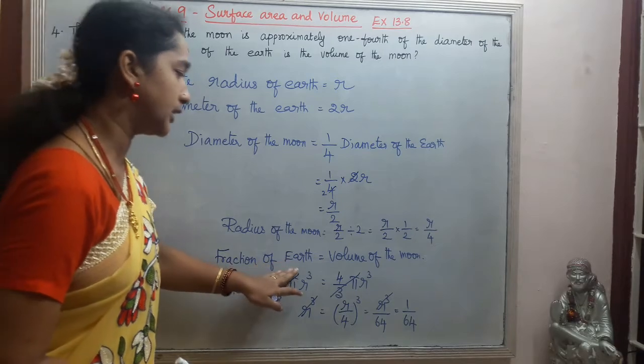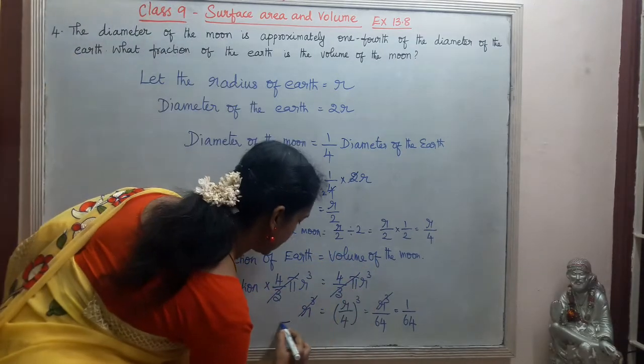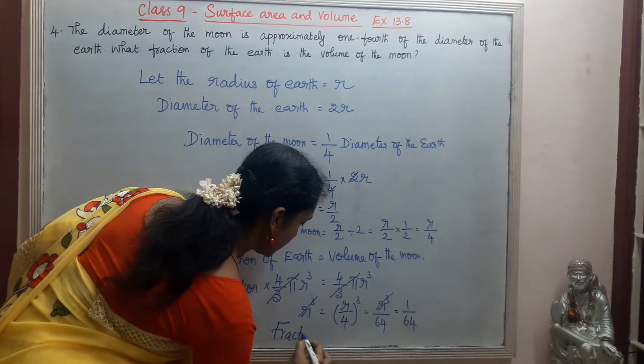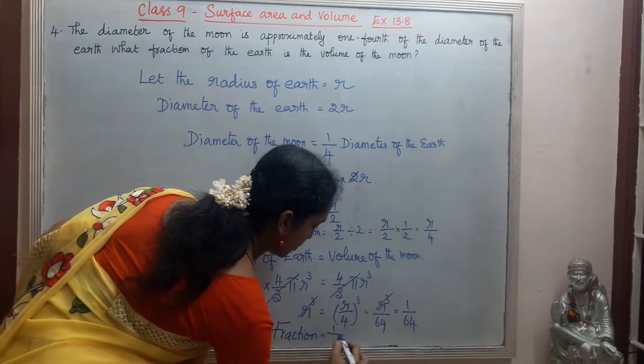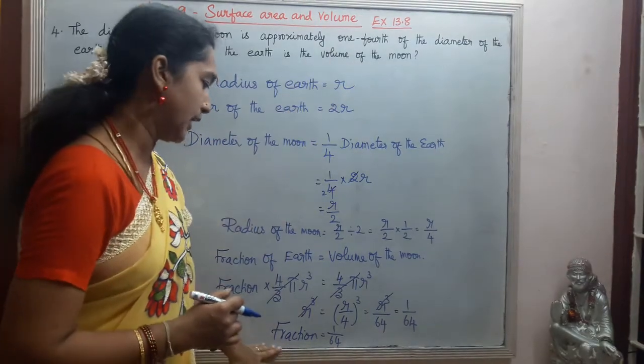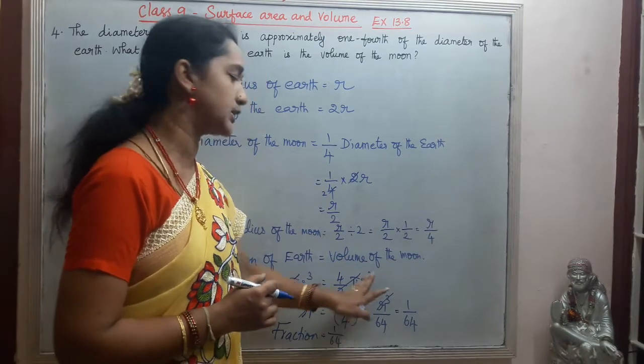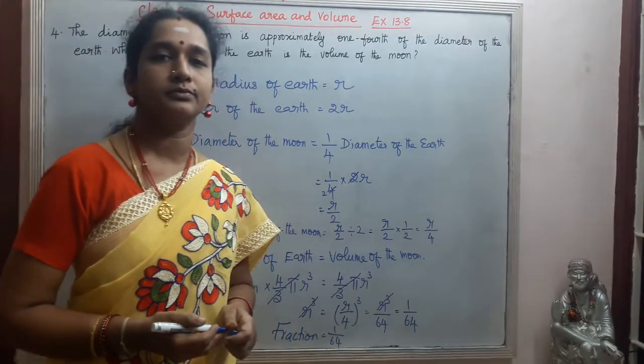So the fraction of earth is equal to the volume of the moon. So the fraction is 1/64. So what fraction is given? What fraction of the earth is the volume of the moon? So the fraction is 1/64. So 1/64 is the volume of the moon.